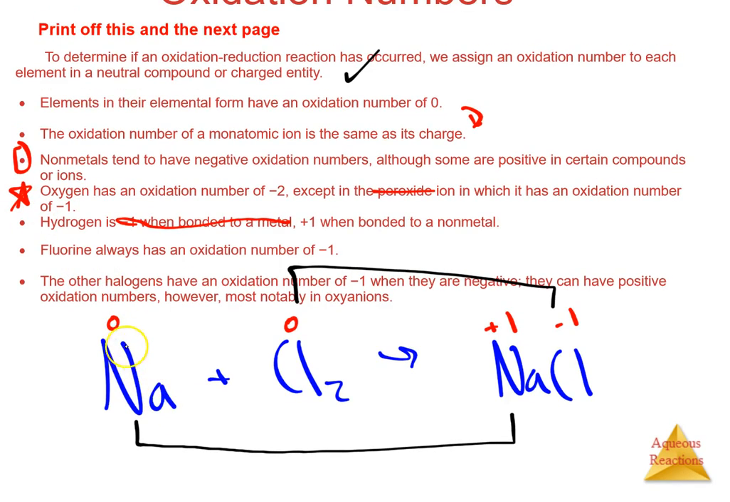So here we go. Na went from 0 to a +1. It became more positive, which means sodium lost 1 electron. And that means sodium was what? Reduced or oxidized? Oxidized, because LEO means lose electrons, oxidized. Which means the other one must have been reduced, right? So you look at chlorine, it went from 0 to a negative, so it became more negative. So it gained 1 electron.